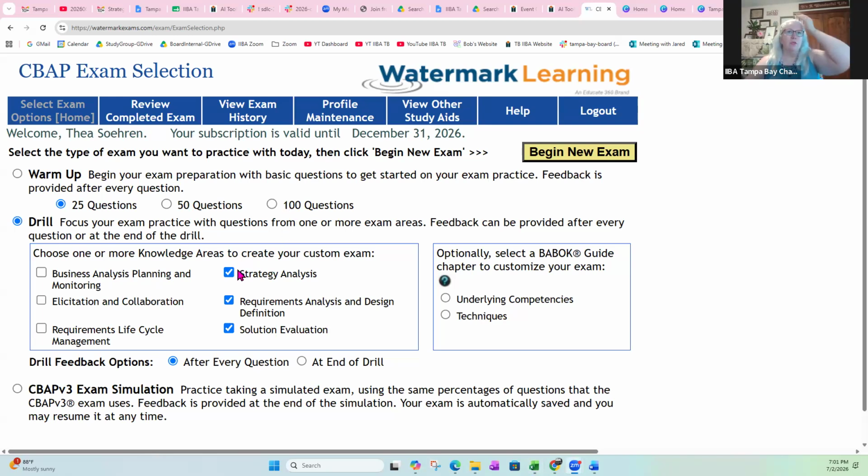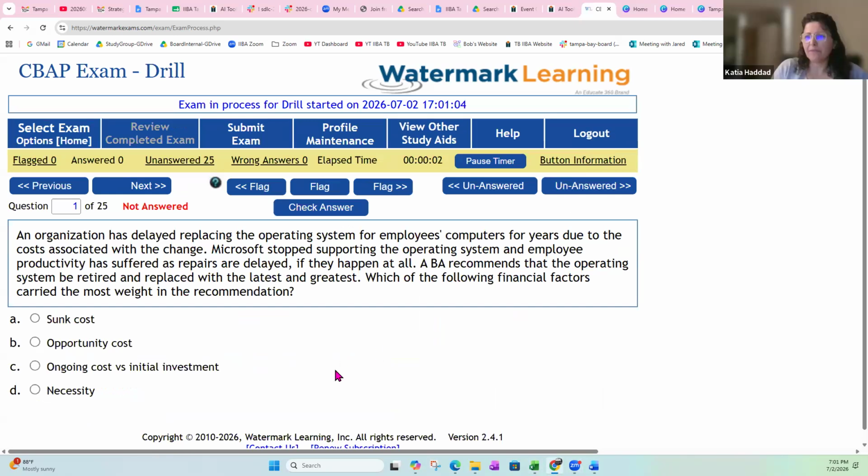Okay, so 6, 7, and 8, we're going to begin a new exam. You can see my screen, correct? Yep. Okay. First question. An organization has delayed replacing the operating system for employees' computers for years due to the costs associated with the change. Microsoft stopped supporting the operating system, and employees' productivity has suffered as repairs are delayed if they happen at all. A BA recommends that the operating system be retired and replaced with the latest and the greatest. Which of the following financial factors carries the most weight with this recommendation?